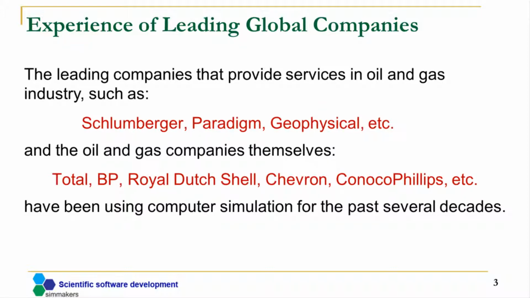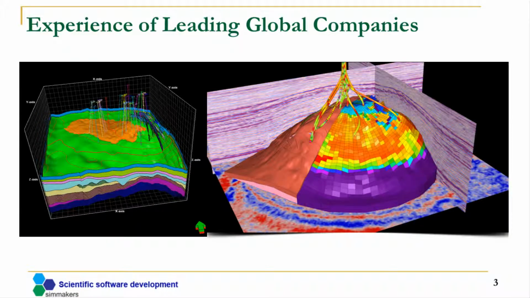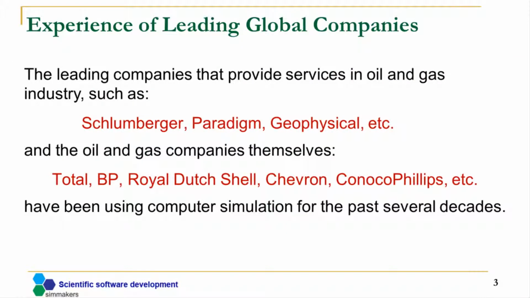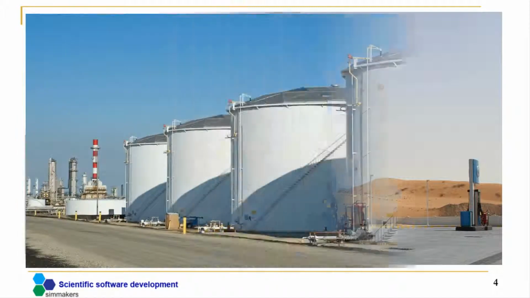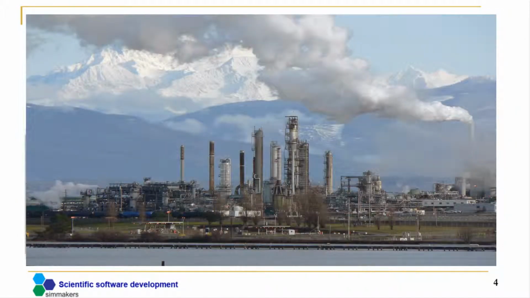First, oil and gas companies use computer simulation to assess oil reservoirs and to optimize oil extraction. At the same time, however, an assessment of the environmental impact is always conducted. Mathematical and computer simulation methods are also required to perform this assessment. Considering the various problems that can be solved with computer simulation, it is appropriate to apply this technology to perform environmental assessments of the placement of environmentally hazardous objects. Examples of such objects are filling stations, oil storage tanks, and other industrial facilities.